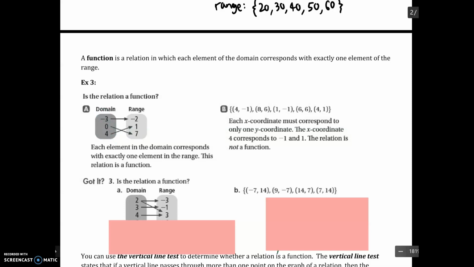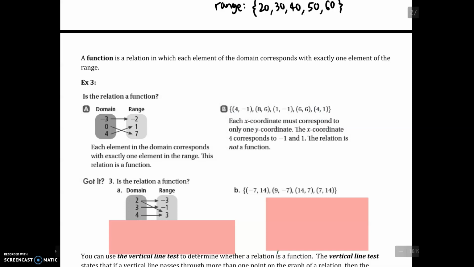An example where this doesn't work, so the next relation is not going to be what we call a function, because notice if I have these two ordered pairs, (4, -1) and (4, 1), that means I'm using that same x coordinate of 4 and mapping it with two different y values. That's not going to be a function, because I can't repeat that value from the x.